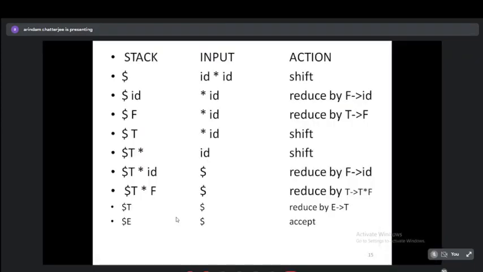So you can see this is how it is done. First ID star ID, then shift ID, then reduce ID by F, then reduce F by T, and then shift star, shift ID, then reduce ID by F, then reduce T star F by T, then reduce T by E, and finally that is how you accept. Now the question is, at each step, why you are choosing a reduction action or why you are choosing to shift. That will be obvious depending on the parse table construction that will follow shortly.